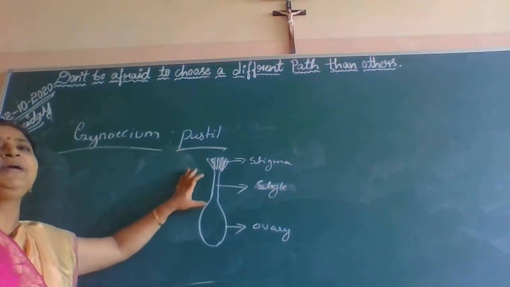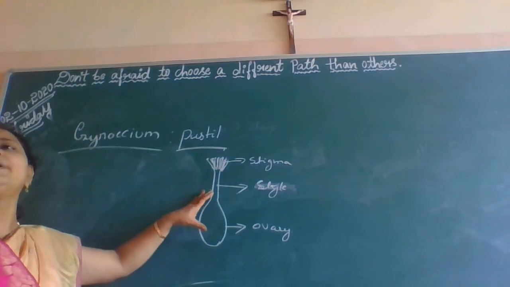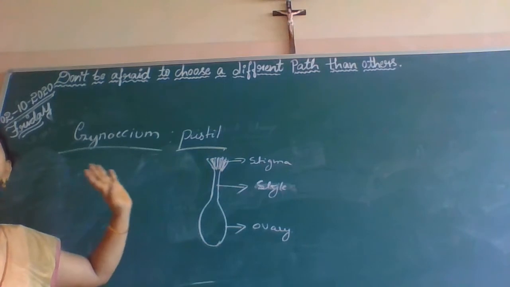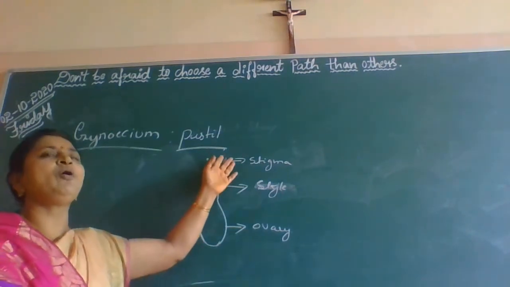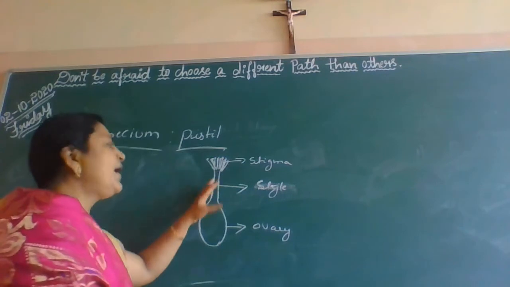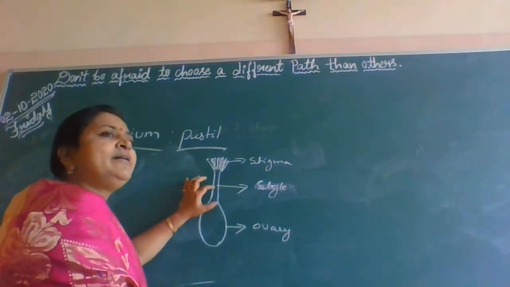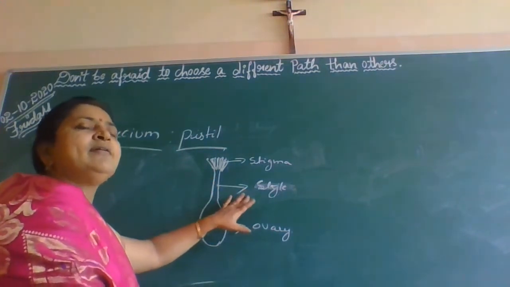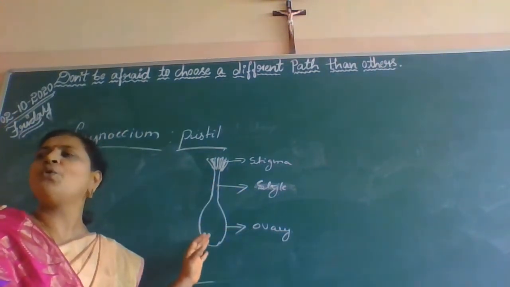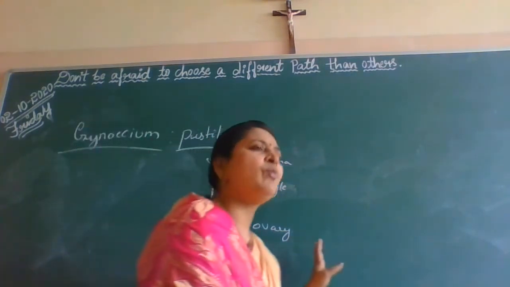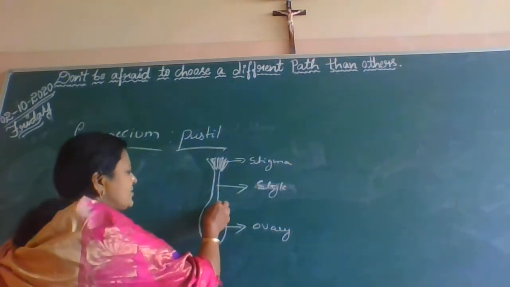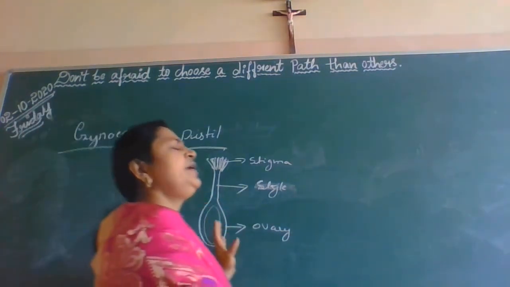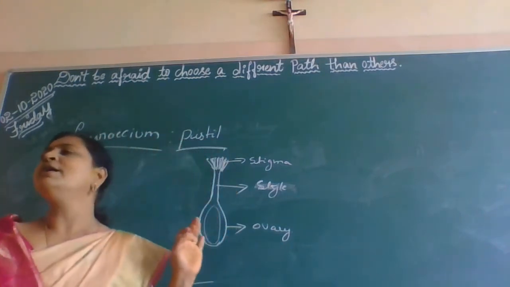This has three basic parts: the upper, either forked or variously shaped, pollen receptor zone, that is commonly called stigma; the middle slender stalk-like structure called style; and the lower swollen portion called ovary, where actually we can observe ovules. These are the three basic parts of the pistil.